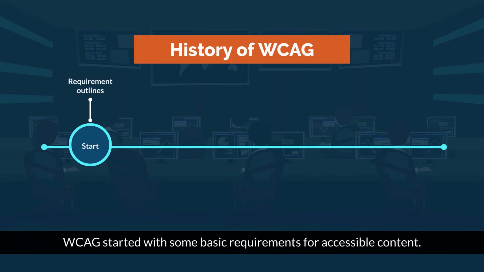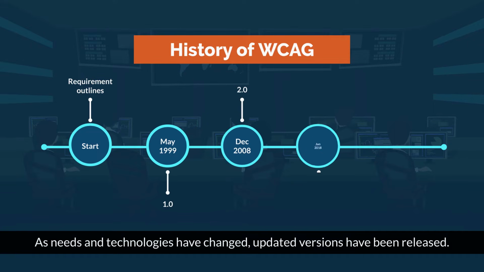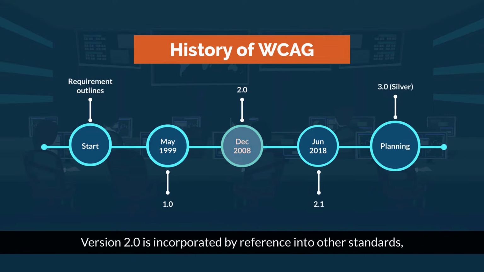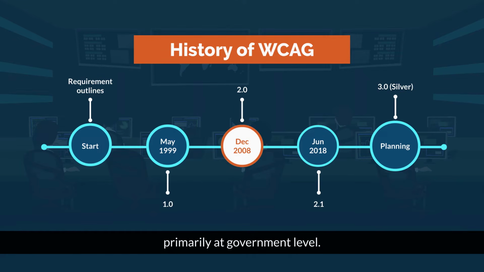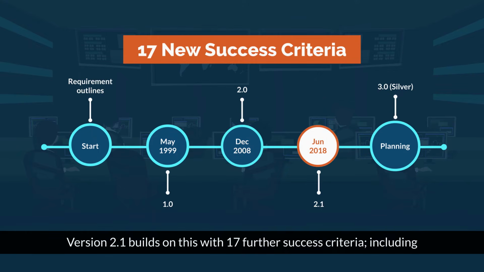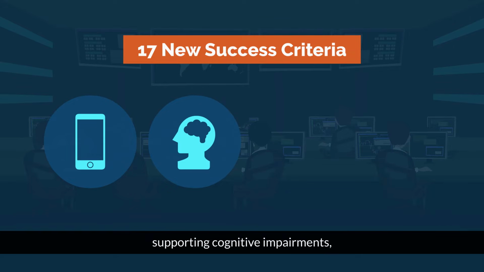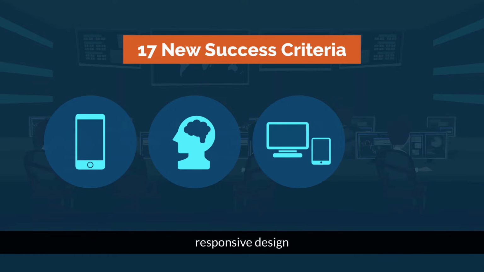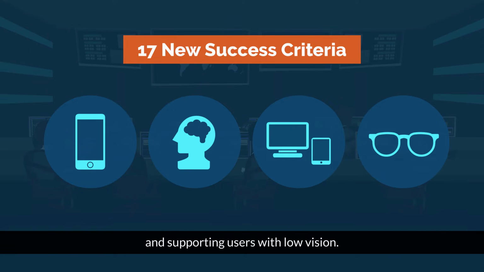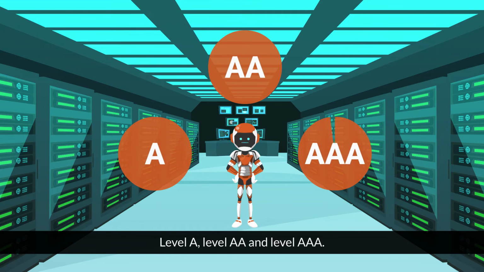WCAG started out as some basic requirements for accessible content. As needs and technologies have changed, updated versions have been released. Version 2.0 is incorporated by reference into many other standards, primarily at government level. Version 2.1 builds on this with 17 further success criteria, including mobile interfaces, supporting cognitive impairments, responsive design, and supporting users with low vision.